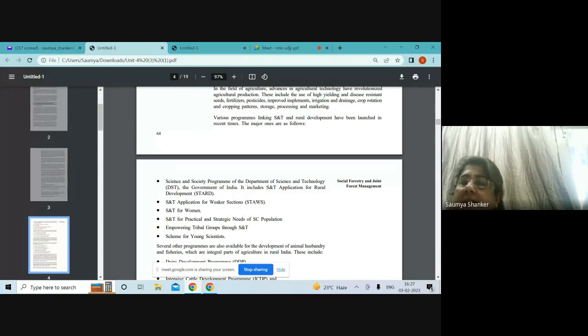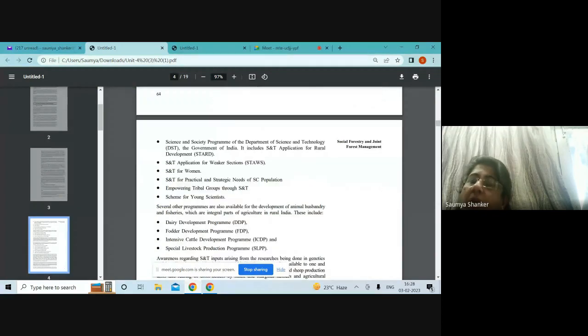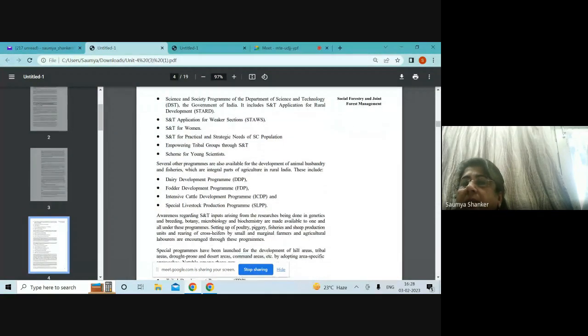Then there is science and technology and its application for the upliftment of the weaker section. Then there is science and technology for women. Then there is science and technology being used for practical and strategic needs of the SC population, scheduled caste, that I spoke to you about, a very, very vulnerable section of our Indian society. Then science and technology is being used for programs in empowering the tribal groups. And then there are schemes for young scientists that are run to encourage the use of new science and technological methods in their various economic activities.